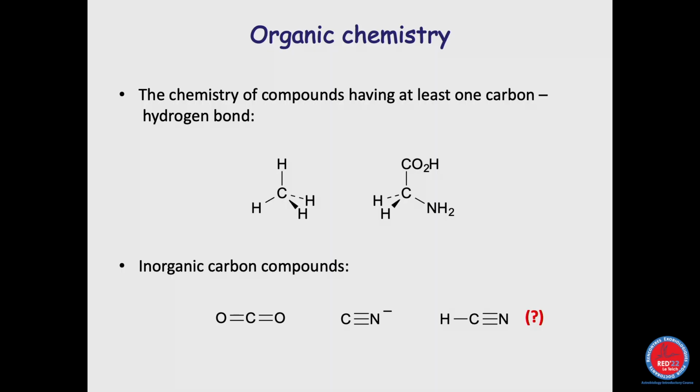the past beliefs. So, organic chemistry is usually defined as the chemistry of compounds having at least one carbon-hydrogen bond, and this is the case, for example, of methane, of glycine, the simplest amino acid, but you also have inorganic carbon compounds, carbon dioxide, cyanide, and hydrogen cyanide, which is the conjugate acid of cyanide that, in spite of having a carbon-hydrogen bond, does not belong to organic chemistry. So there are exceptions to the rules.